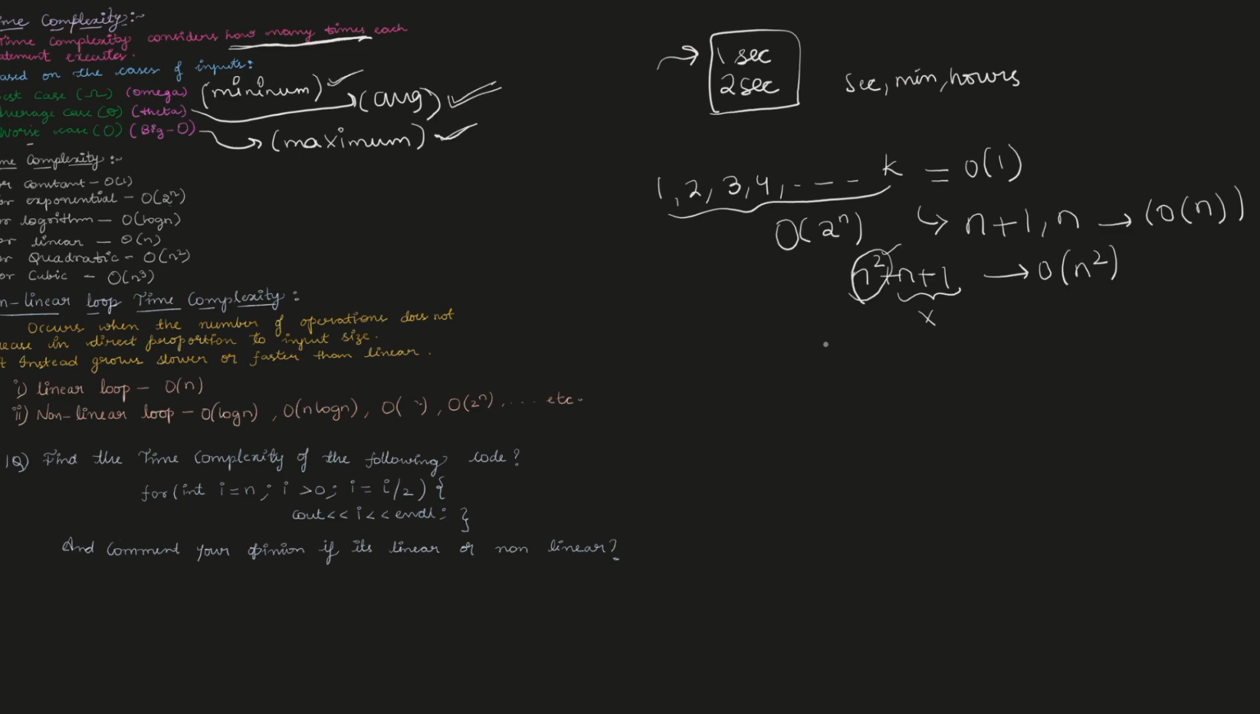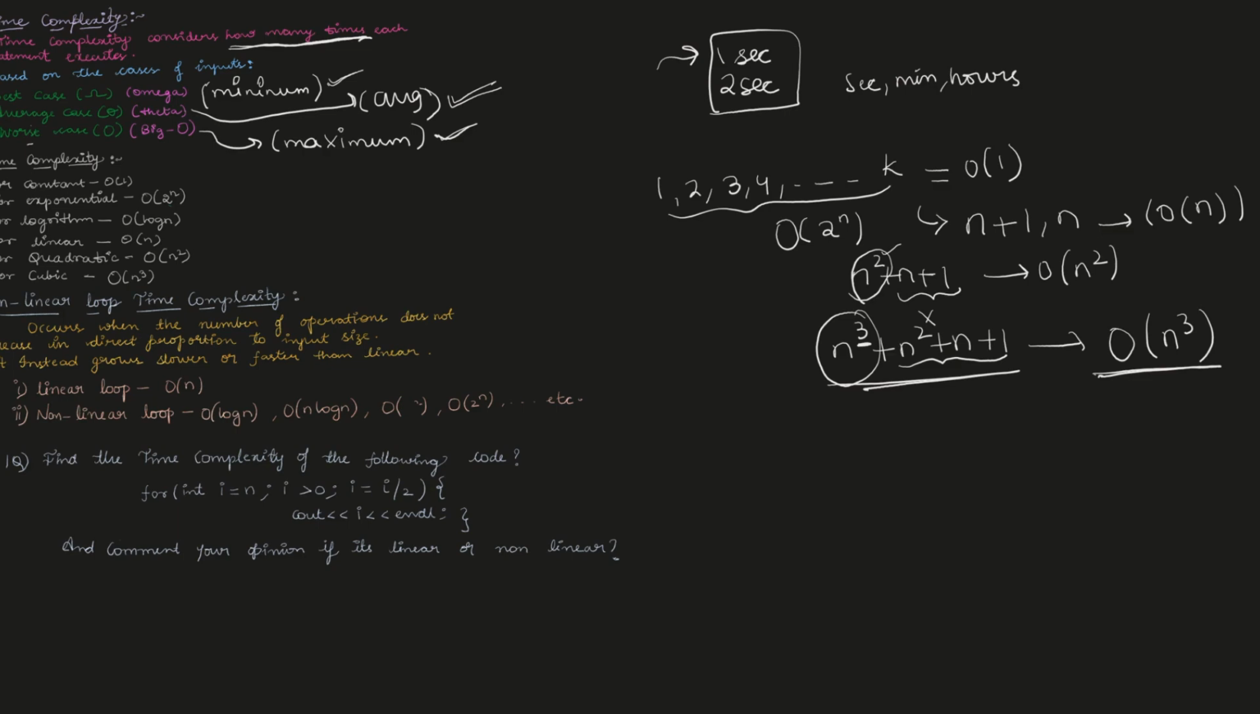Now compare this: n cube plus n square plus n plus 1. What would be the order of this equation? Obviously, it is order of n cube, because this is degree 3, the highest among all the other terms. So the highest power is considered, and that is written inside the order.